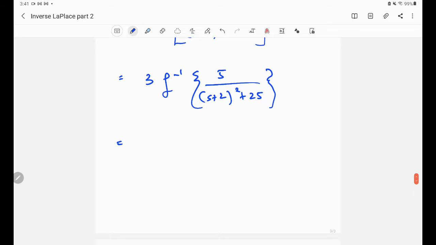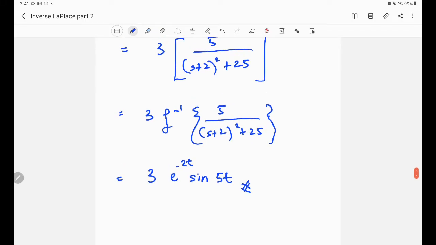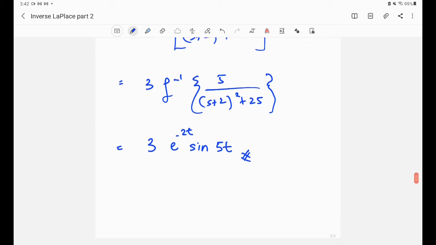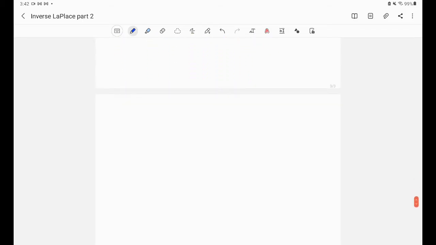So you can already see that this is becoming a sine problem. Okay, sine of 5t, but with a shift of e^(minus 2t). Okay, so working backwards using the first shift theorem, this is how you get the answer. Okay, so let's look at our next example.